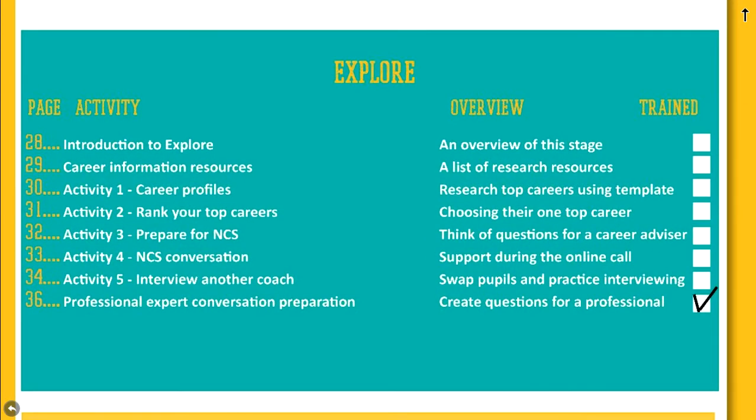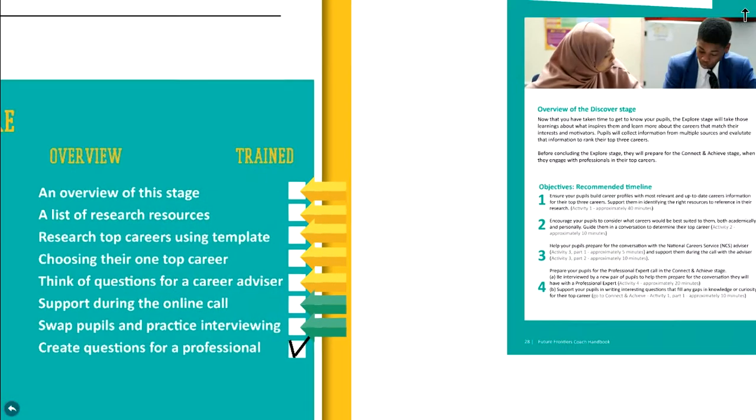We're going to start off by having an overview of the stage, looking at where you can find more information about the different careers, guiding your pupils independently, the different career profiles that your pupils need to make, and then making sure they rank those profiles so they find a top career. We're also going to look briefly at preparing for the National Career Service Advisor call, and some of you in this session will actually be doing the call, and you may be interviewing other coaches. So we'll look at that briefly at the end.